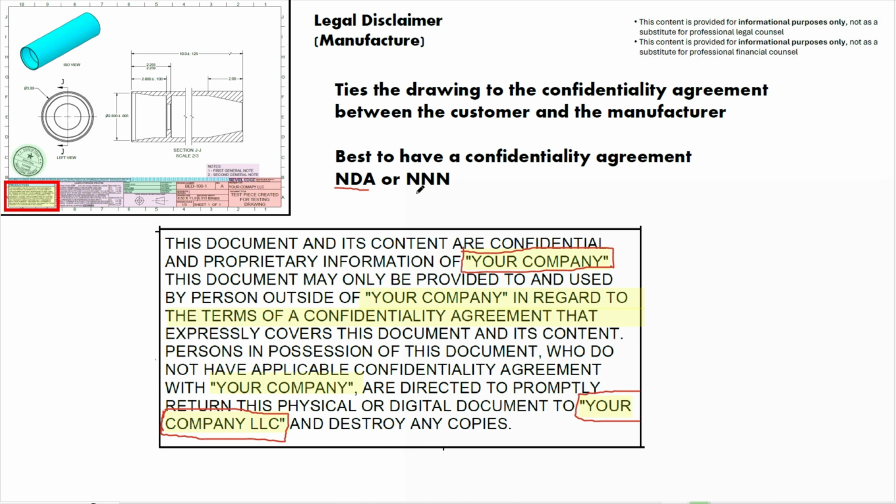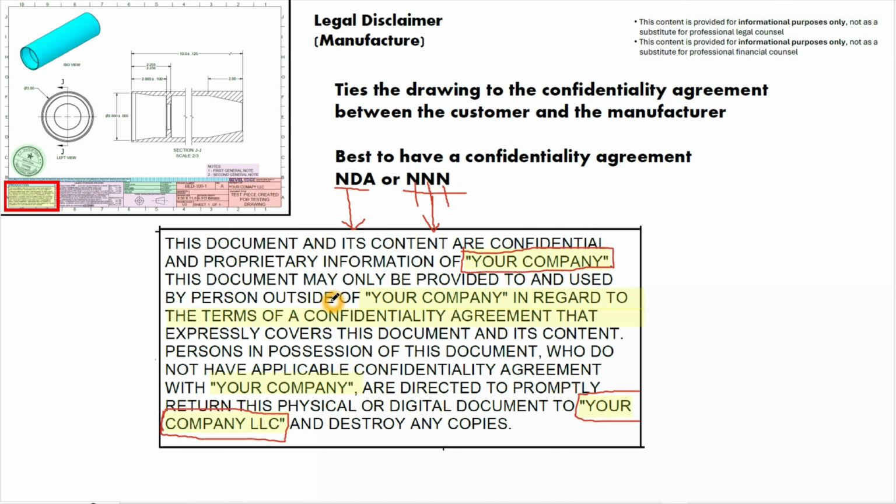And if you're manufacturing your part outside the United States, you might want to have an NNN: a non-disclosure agreement, non-compete agreement, and non-circumvention agreement. And this explicit legal note or legal disclaimer on your drawing helps tie your engineering drawings to those agreements that you had with your manufacturer, whether in the United States or outside the United States.